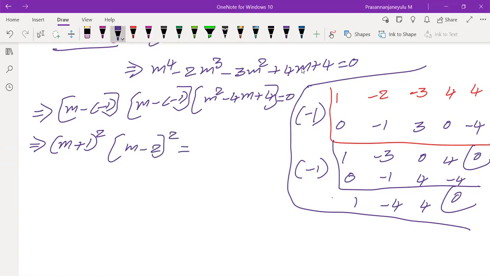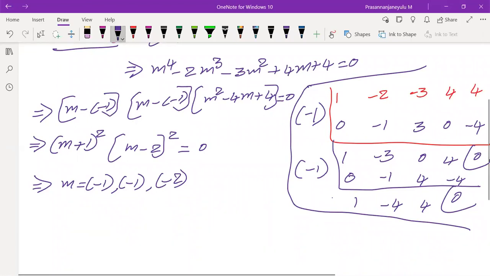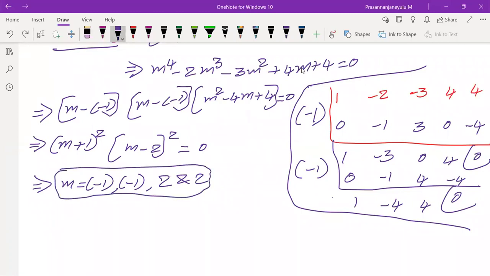What is a minus b whole square? a square plus b square minus 2ab. So if you calculate it, you will get the third factor. Check it out. So now we are getting m equals minus 1. Don't stop with minus 1. Minus 1, how many times did we get it? 2 times. Comma, minus 2 also we got, sorry, plus 2 we got 2 times. 2 and 2. These are the things to find our roots.